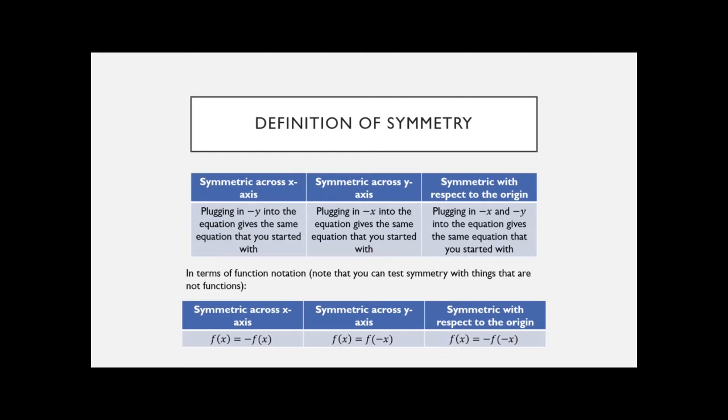We do have symmetry with respect to functions. Things don't have to be a function to have symmetry, but if we do have functions that are symmetric, we use function notation. The way you look at that is: f of x is the same as negative f of x for symmetry across the x-axis. For symmetry across the y-axis, f of x is the same as f of negative x. And if it's symmetric with respect to the origin, negative f of negative x is the same as f of x.